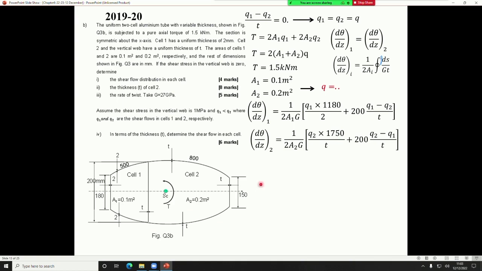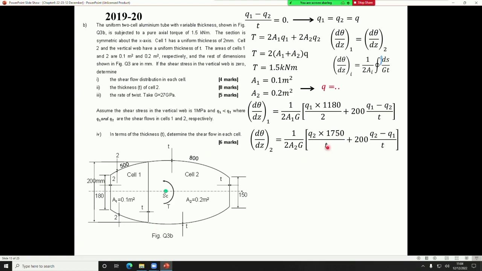Now the length of the panel, we've got 800 plus 800 is 1600, plus 150 gives us 1750. So they all have the same thickness as well. So instead of dividing it into three panels, I've done them in one go because they have the same thickness and the shear flow. So 1750 is the summation of all these three.